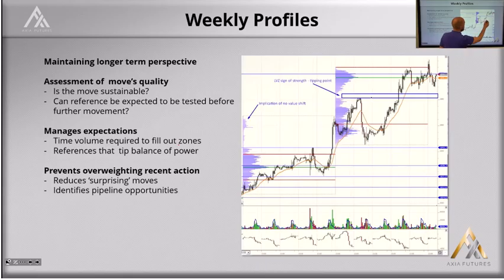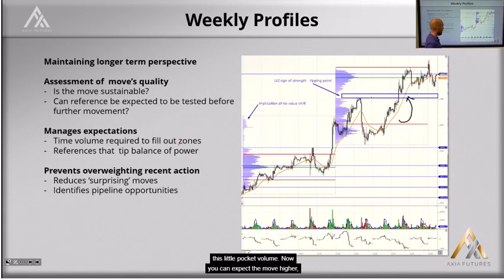Once you get this little pocket of volume, now you can expect the move higher, or the pocket lacking volume. This does create a sustainable move. This does shift value up. This maintains a continued trend type move. And so therefore, at this point, you can be confident that gold can continue higher, and you don't change your mind to the downside until you're through that box.